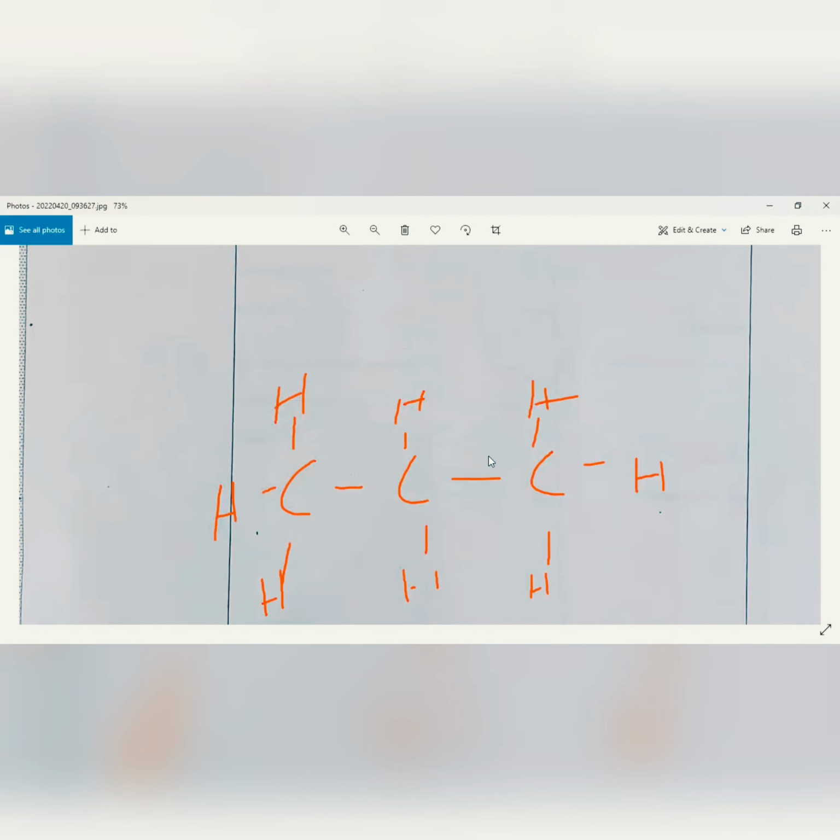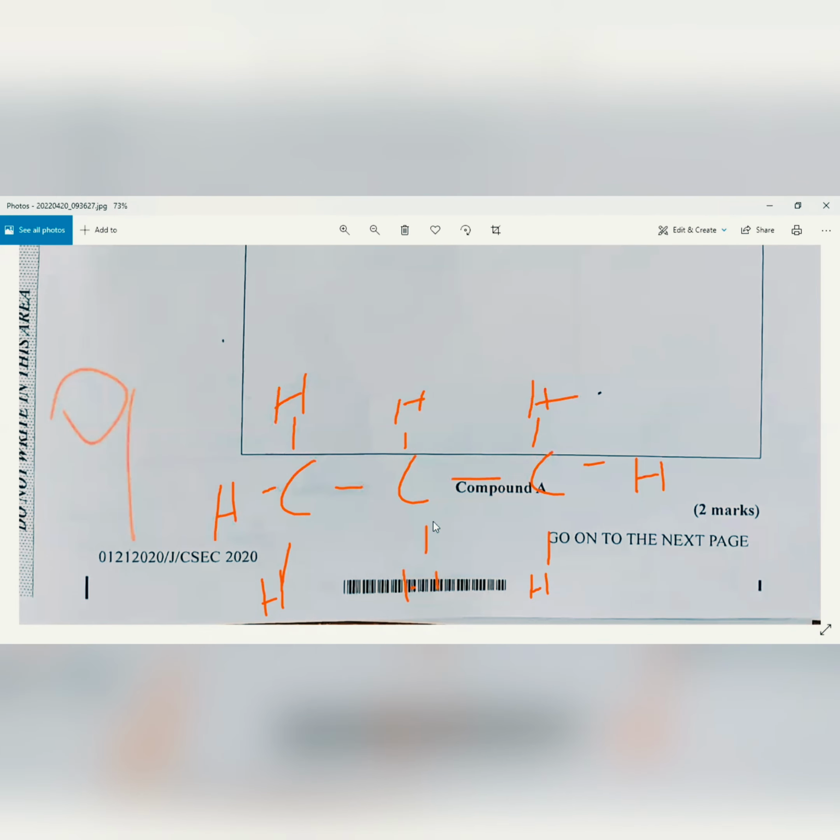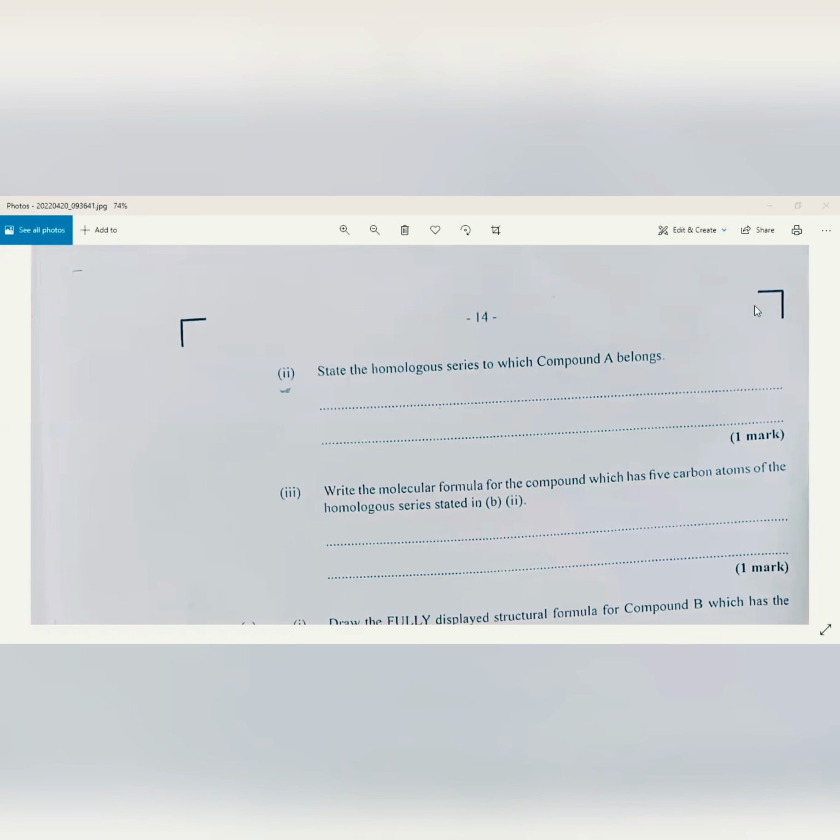Okay, this is looking good so far. So we can continue to proceed. And of course, you can see right there that this was from 2020. So let us proceed. Okay, so it says now, state the homologous series to which compound A belongs. Just recall that compound A is the compound that we just looked at, which was propane, C3H8, just a reminder right there. So that's, of course, an alkane, right? And that's your 1 mark right there.